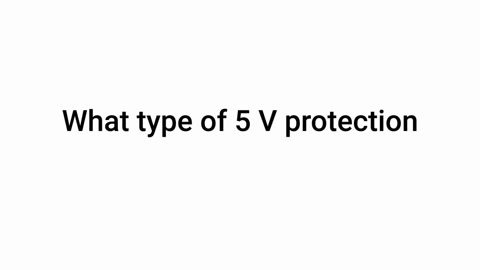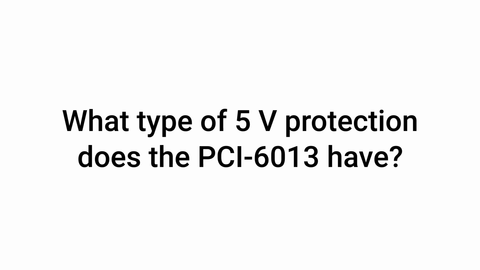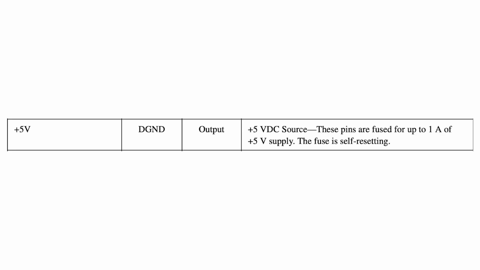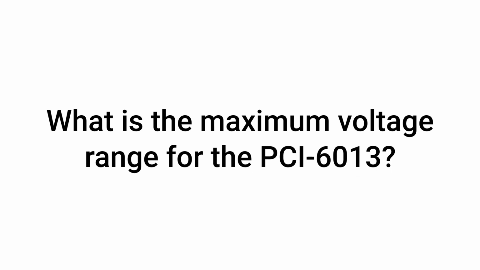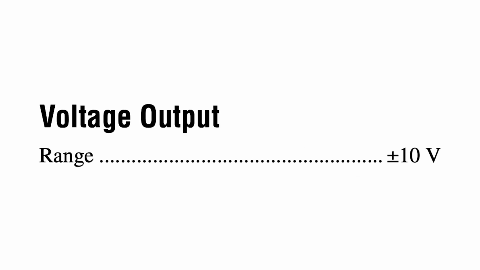What type of 5-volt protection does the PCI-6013 have? The PCI-6013 has 5-volt lines equipped with a self-resetting fuse. What is the maximum voltage range for the PCI-6013? The maximum voltage range for the PCI-6013 is negative 10 volts, 10 volts.